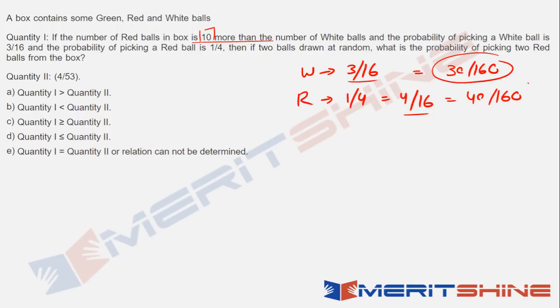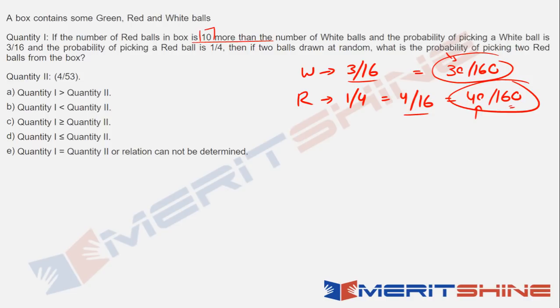Can you see what's happening here then? If the total number of balls in the bag is 160 and there are 30 white balls and 40 red balls, it definitely satisfies the criteria given to you over here. So we don't do anything, just manipulate the numbers and arrive at the final number. So what it tells you is that the total number of balls in the bag is 160 and the total number of red balls is 40.